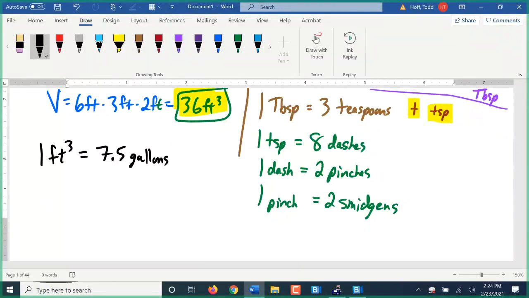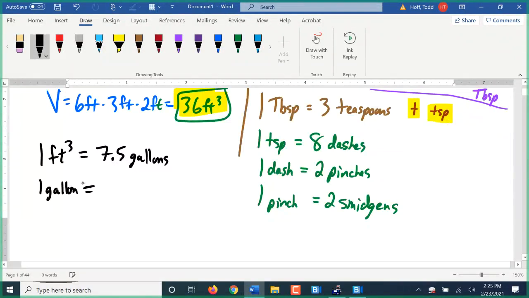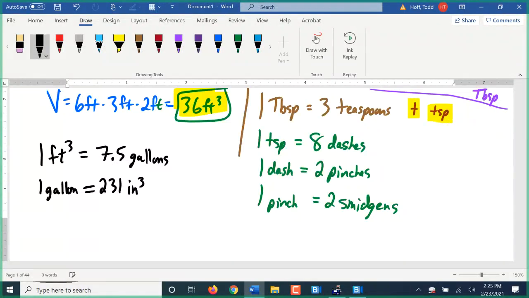So a 5-gallon bucket's only about 2/3 of a cubic foot. Again, not a real neat conversion. Going the other way, 1 gallon is approximately 231 cubic inches. It's not even exact, it's approximate. So again, really ugly conversions between units that really should be measuring the same thing.